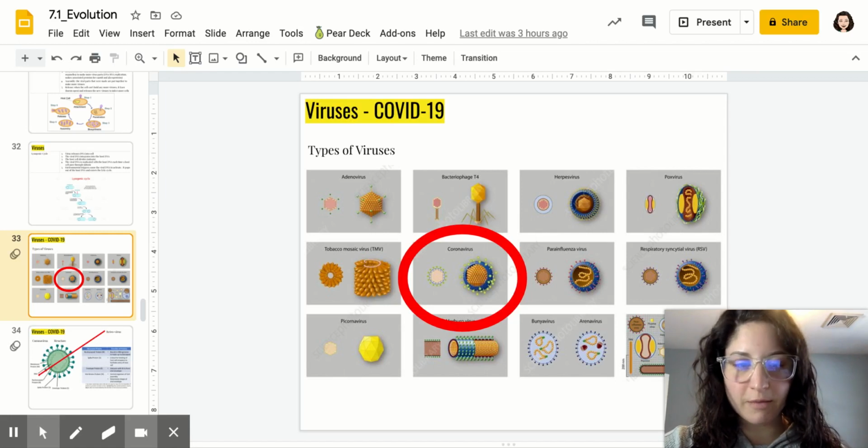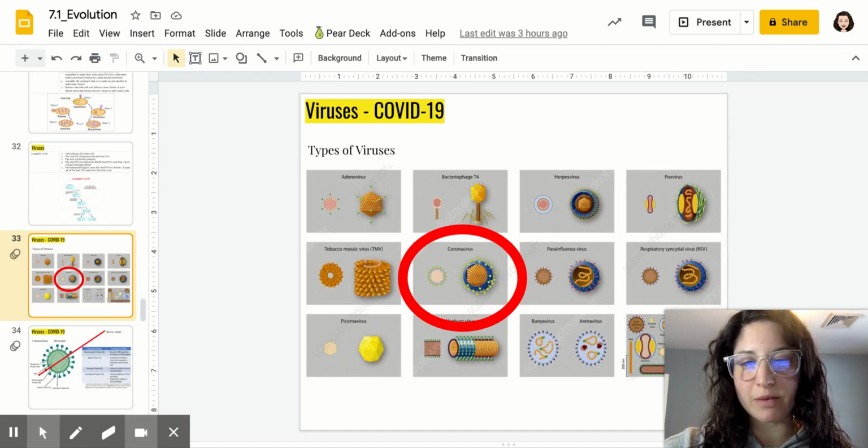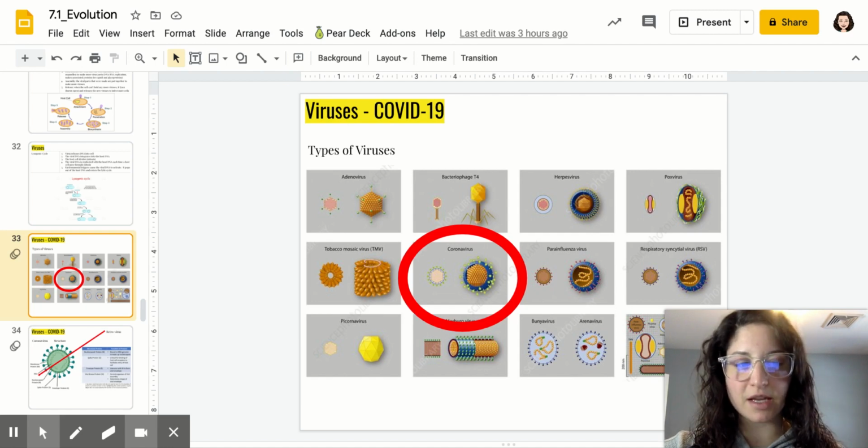Hey everyone, welcome back. So once again, I just want to check in and make sure you have been following along with your vocab notebook. This is really, really important because we are going to be talking specifically about COVID-19, which means we're going to be talking in more detail. So this assumes that you understand the basics of viruses, specifically the lytic and lysogenic cycle for viruses.